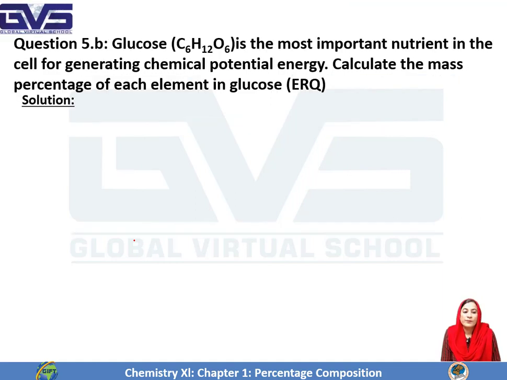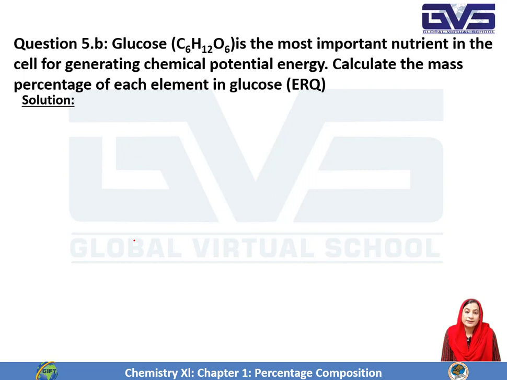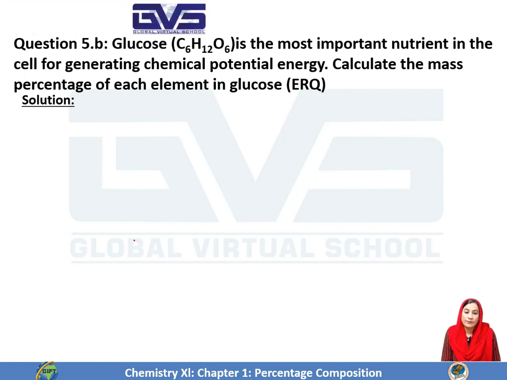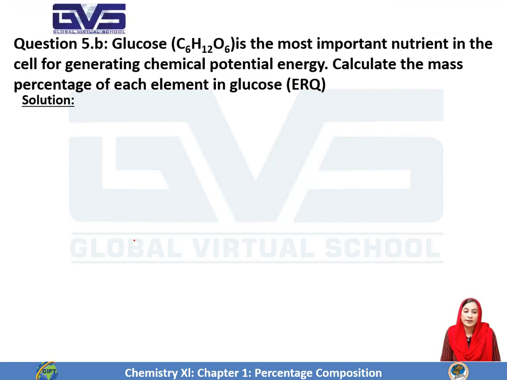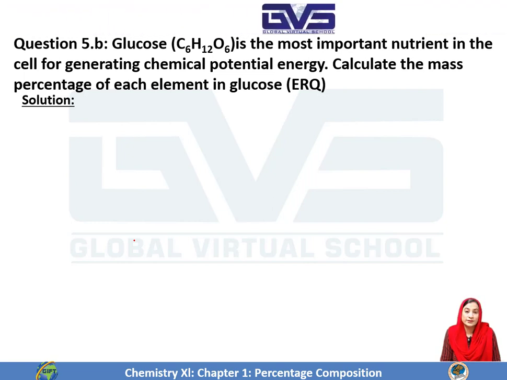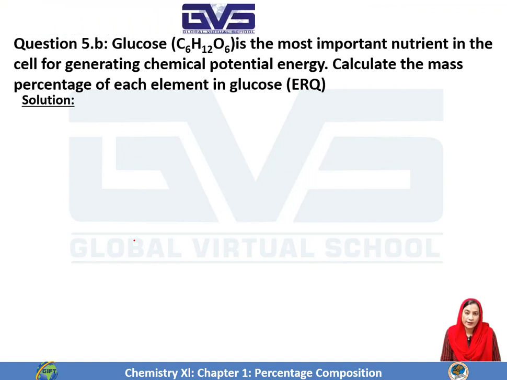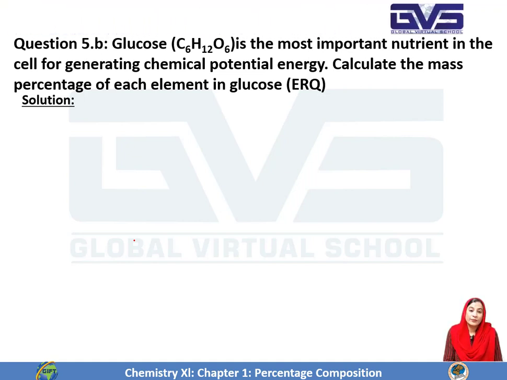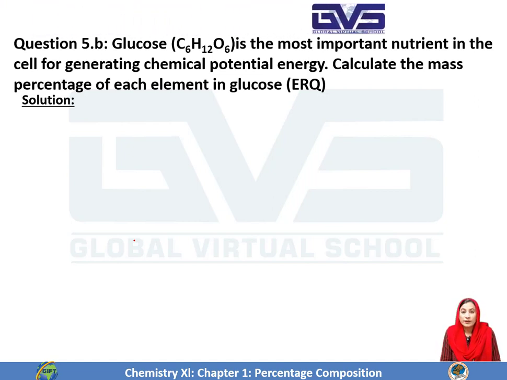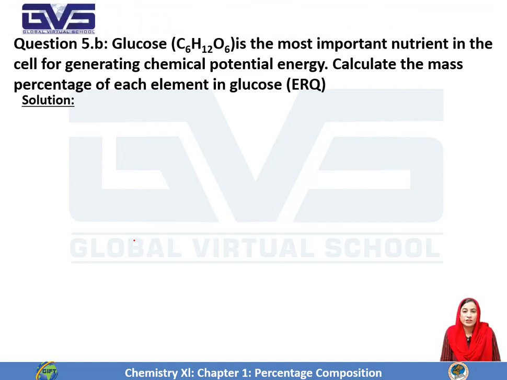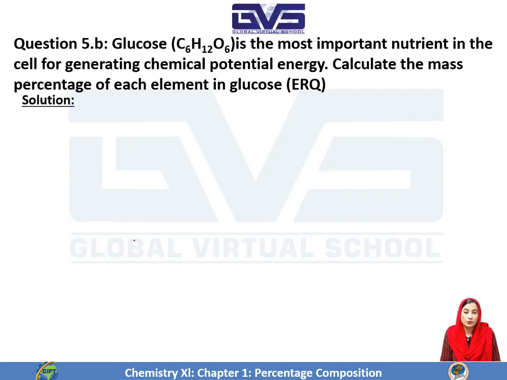Now the question is: glucose, that is a compound, C6H12O6, is the most important nutrient in the cell for generating chemical potential energy. You know this is a quick source of energy. So you should know what the function of glucose is in our body. Calculate the mass percentage of each element in the compound, that is glucose.